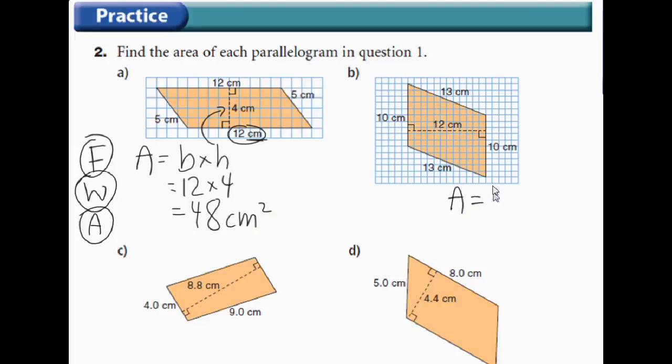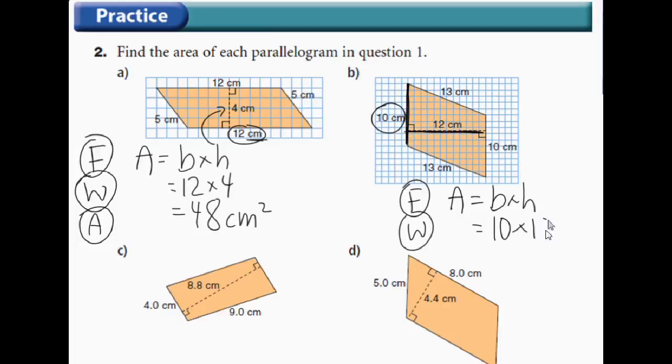Let's look at B. Area equals base times height. That's our F. Our work. Base, in this case, it was this side over here, so 10 times our height, the line that was at a 90-degree angle, which is 12. And our answer, our A here, is 120, and we need the units big time. We've got to bring those down, and it's centimeters squared. And that's going to be how we figure out the area. I'm going to skip C and D, and I'm going to go now on to number 3.